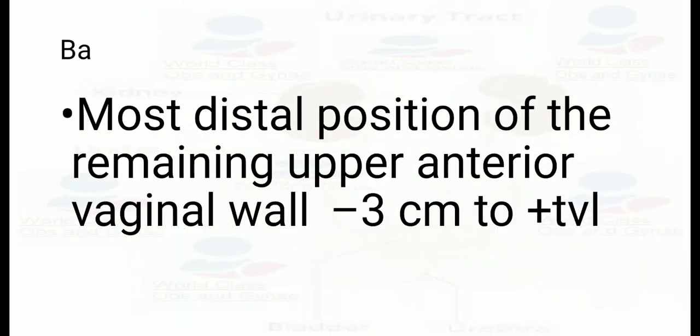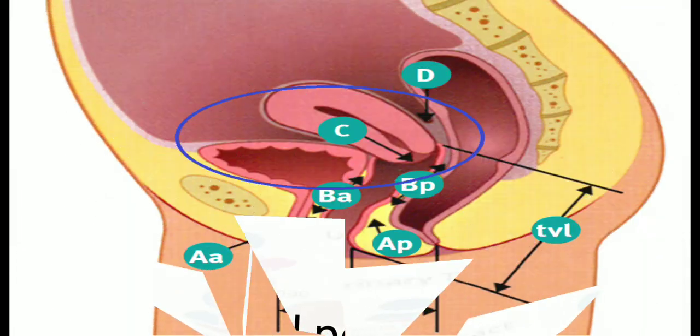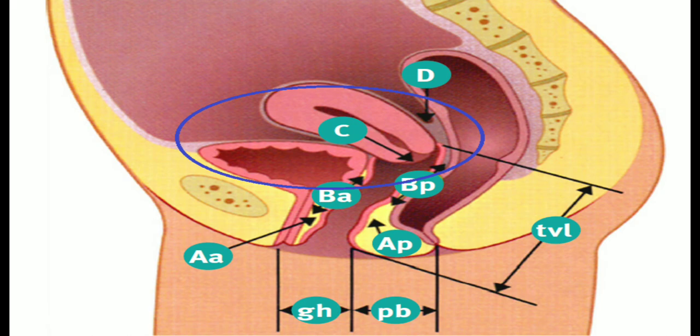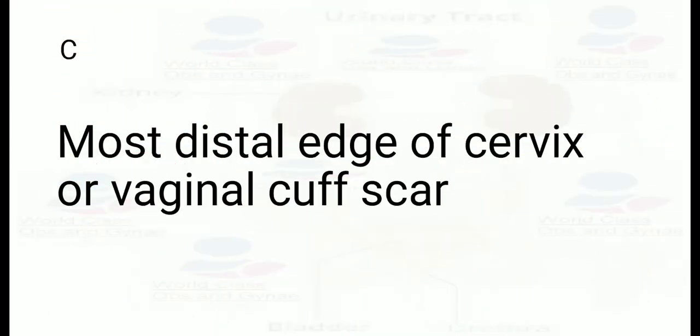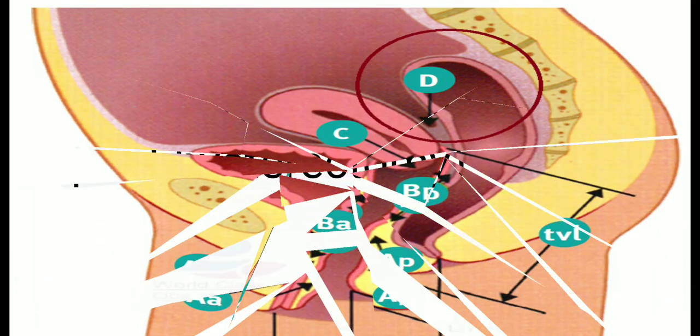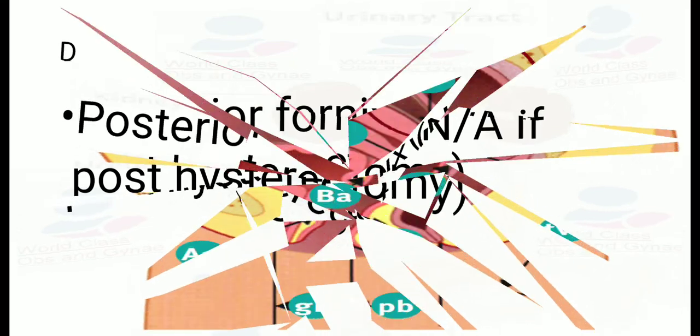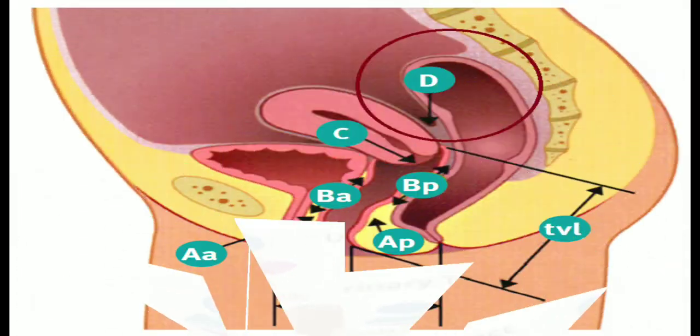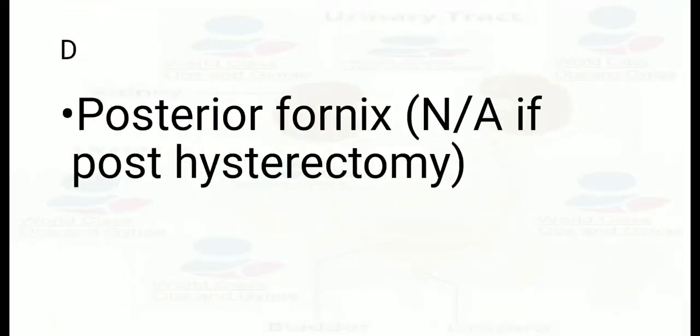Okay, now Ba: most distal position of the remaining upper anterior vaginal wall, minus 3 cm to plus TVL, minus 3 cm above to plus TVL. So that is the point Ba. C: most distal edge of the cervix or vaginal cuff scar. So that is point C. Okay, and this is point D, which I am going to explain. Before that, it was point C. So that is point C, vaginal cuff, and that is point D, somewhat related to the posterior fornix.